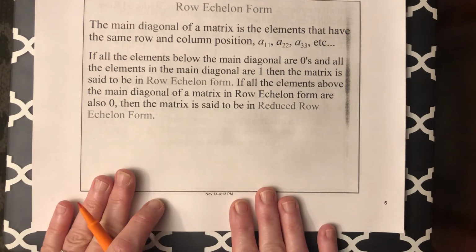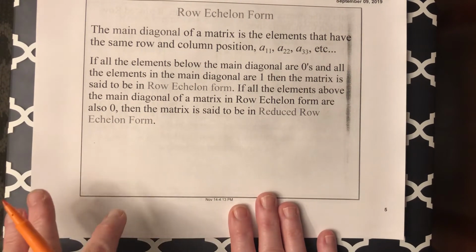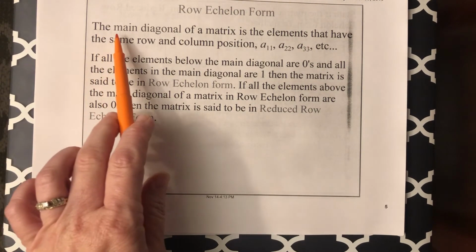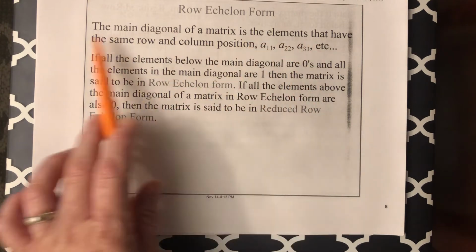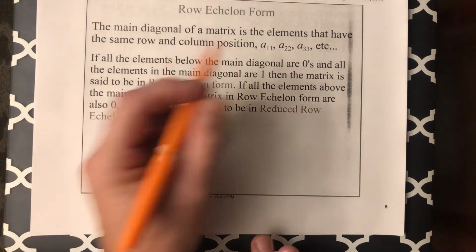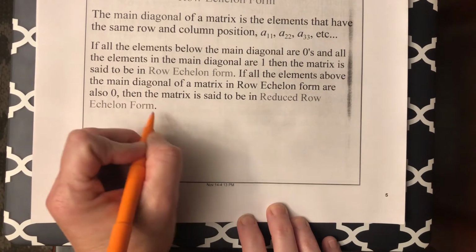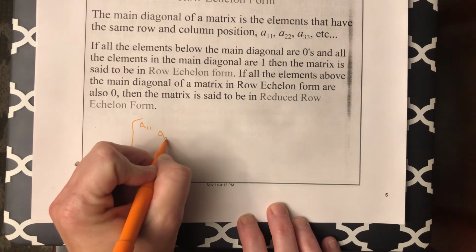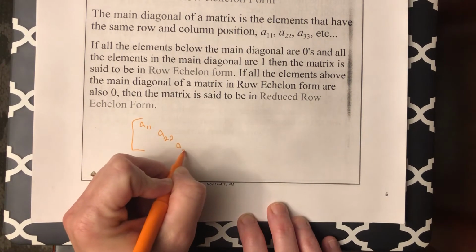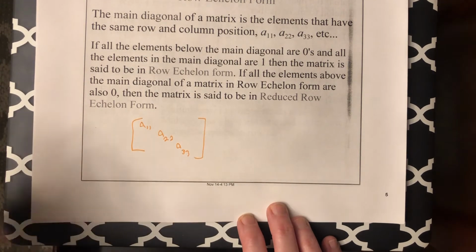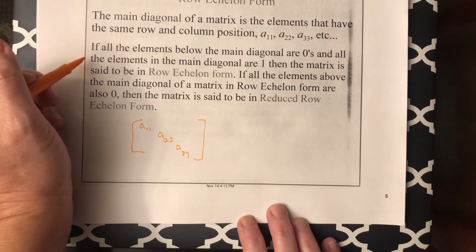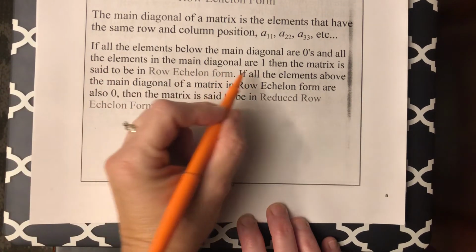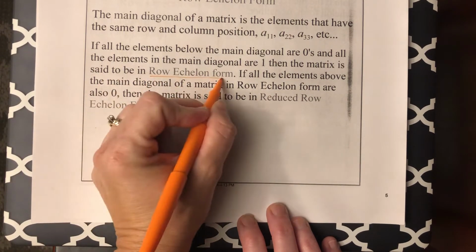Okay, row echelon form. We are just going to become comfortable with the concept today, and we're not going to do a whole lot with it. The main diagonal of the matrix is the elements that have the same row and same column position. So A11 would be here, A22 would be here, A33 would be here, making that diagonal. That's what this sentence is saying. If all the elements below the main diagonal are zeros and all the elements in the main diagonal are 1, then the matrix is said to be in row echelon form.